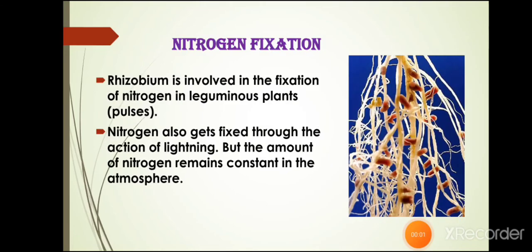Our next topic is nitrogen fixation. In your previous classes, like in 6th and 7th standard, you already studied about rhizobium bacteria. What is rhizobium? Rhizobium is involved in the fixation of nitrogen for leguminous plants, and the rhizobium bacteria live in the root nodules of plants such as beans and peas, with which it has a symbiotic relationship. Sometimes nitrogen gets fixed through the action of lightning also.